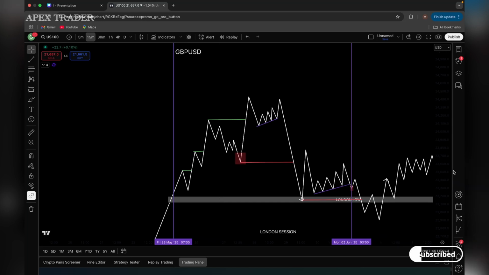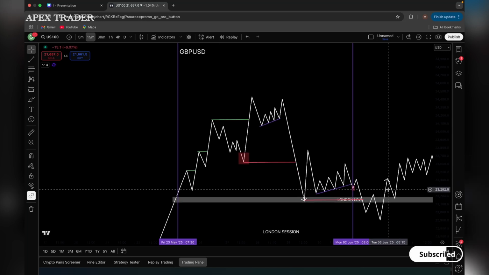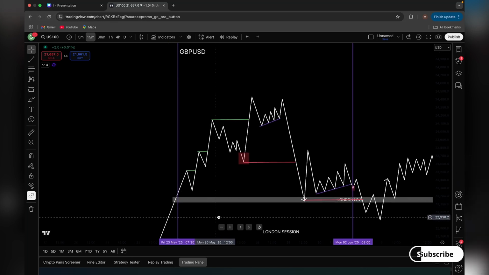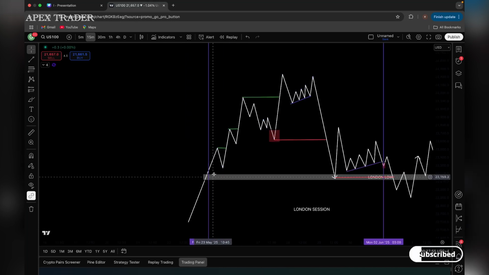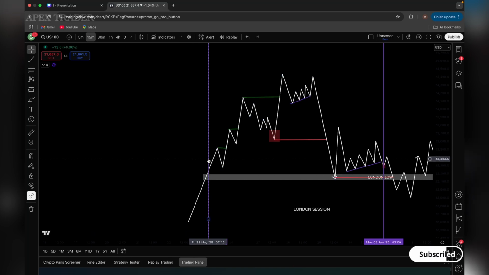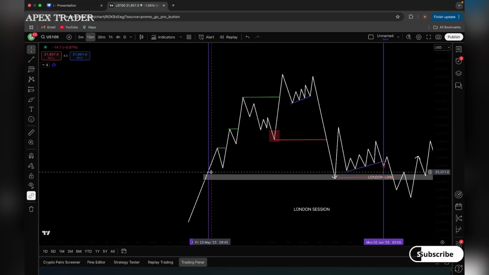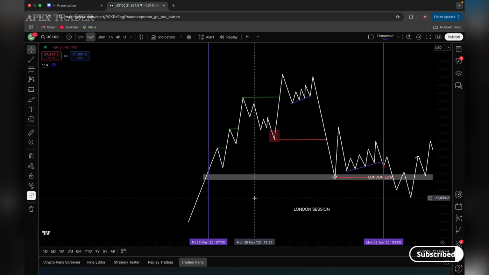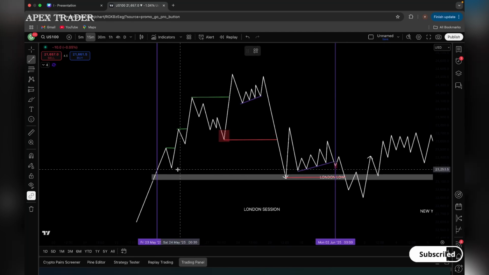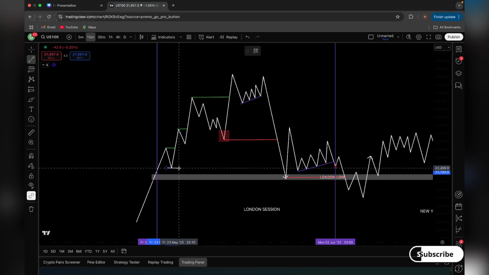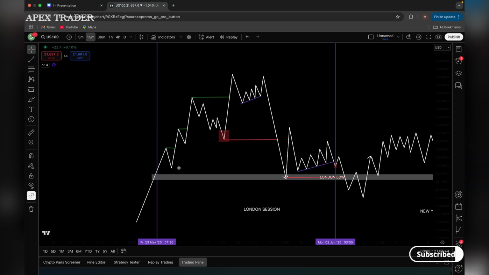So in this chart, I can see this up move started in the middle of the London session. So this is the starting point of London session. When London session started, this was the starting low, but we will not consider that, because we are trading New York session with the help of London liquidity. So we'll wait till the London window.